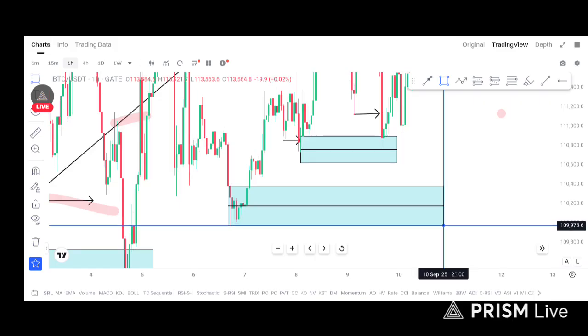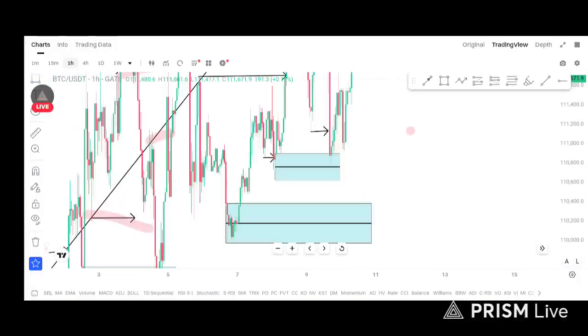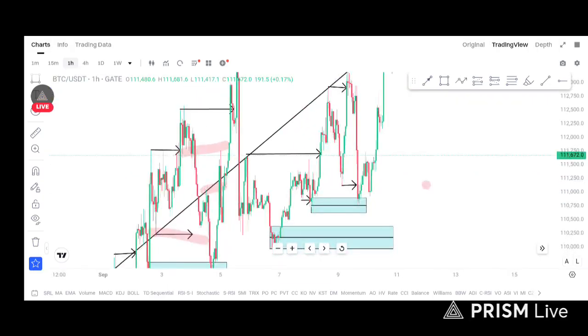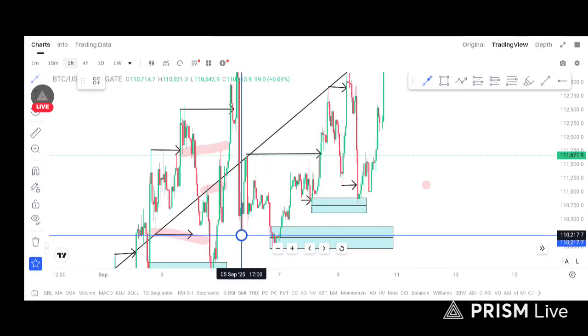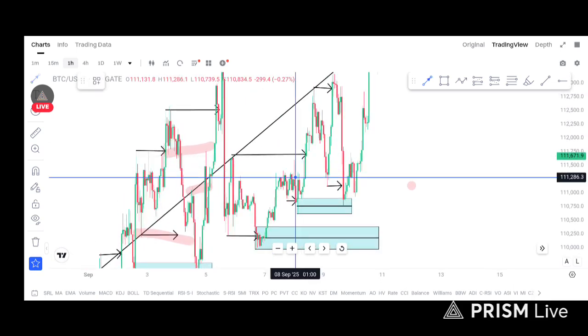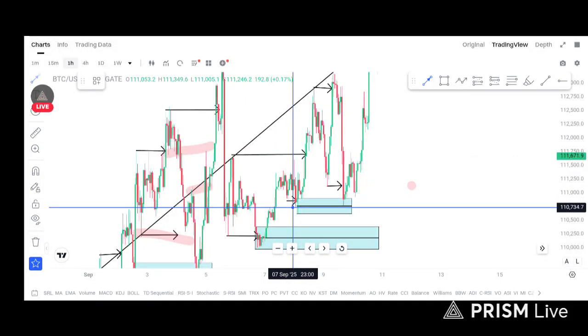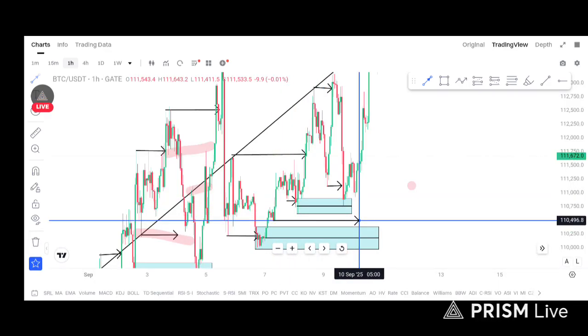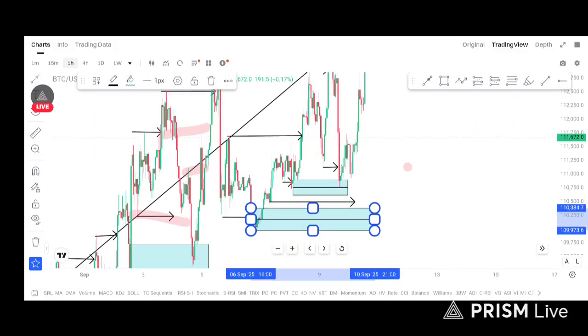Why do you have this other block here? Because you also have a sweep here. You also have a sweep here. Alright, you also have a sweep here. And this is a structural liquidity, right? To this zone, to this other block.